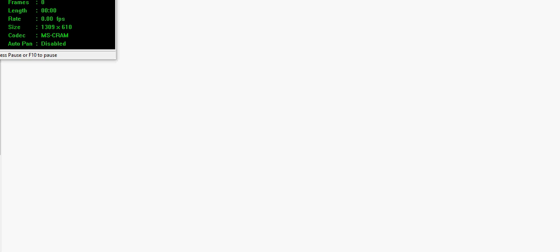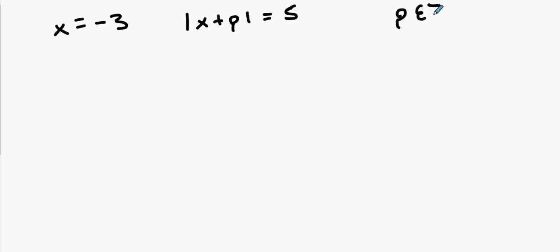Okay, so if you look at question 3, what you have is, given that x equals minus 3, it's a solution of the modulus of x plus p equals 5. Find two values of p where p is an element of Z. P has to be a positive or negative whole number. Everybody cool with that?